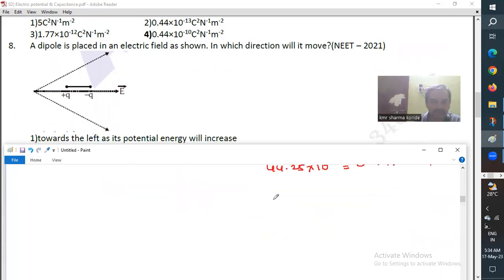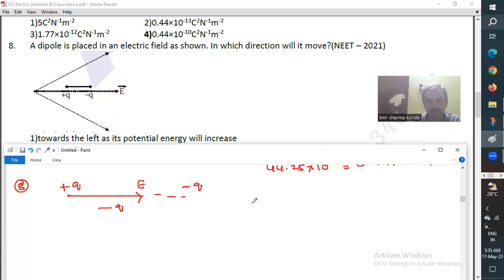Question number 8. A dipole is placed in an electric field as shown. In which direction will it move? Remember, in general the electric field direction is always from positive charge to negative charge. Somewhere there is a positive charge, and at infinite distance there might be a negative charge. This is the direction of the field. So in order to increase the potential energy, the negative charge is moved towards the negative, due to which potential energy increases.